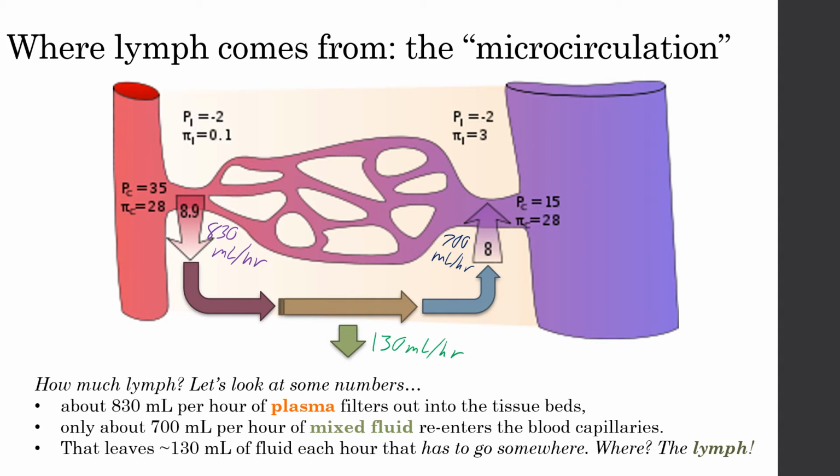Now that's over the entire body, so that doesn't mean each tissue in your body is picking up 130 mils per hour. But to give you a sense of how much fluid that is, imagine that a typical bottled water bottle is about 500 milliliters. So this is about 1/4 of a water bottle per hour that's being lost all over your body. Or in other words, every 4 hours, you've lost an entire 500 ml water bottle throughout your body. So it's obvious that that fluid has to go somewhere. We're not losing all of that fluid.